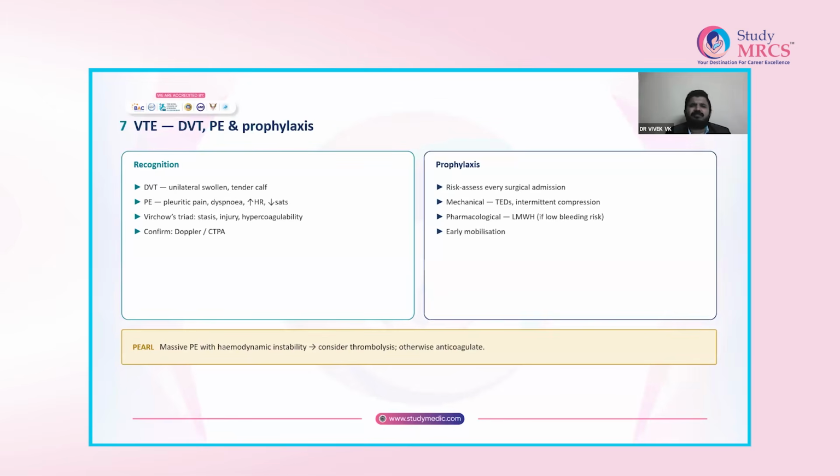And obviously there is some pharmacological prophylaxis as well. If the patient's bleeding risk is low, you can give low molecular weight heparin. And early mobilization following surgery is a very important aspect to prevent deep venous thrombosis.